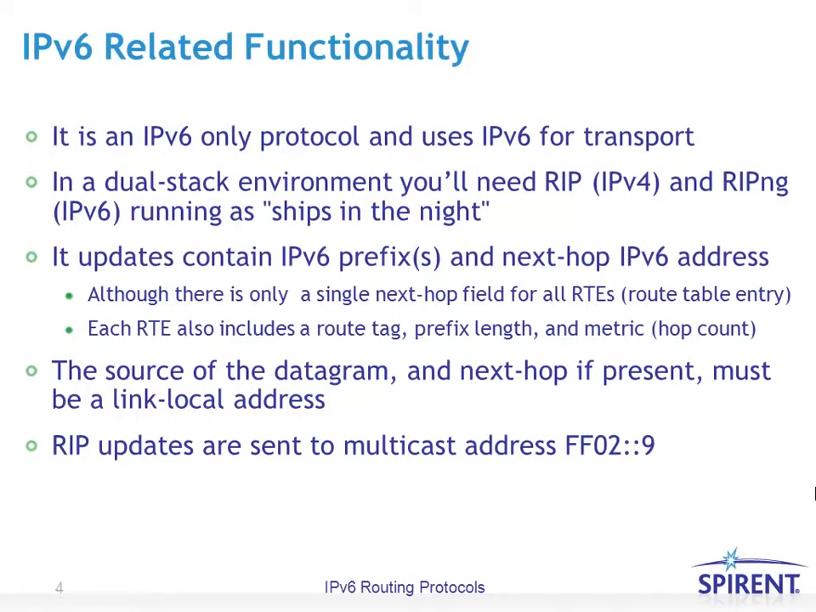Its updates contain IPv6 prefixes and a single next hop IPv6 address. Each route table entry includes a route tag, prefix length, and metric, which is a hop count. The source of the datagram and next hop, if present, must be a link local address. So that implies that these RIP updates that are sent are not propagated farther than any other routers on the local link. RIP updates are also sent to multicast address FF02::9, which is reserved for RIP updates.